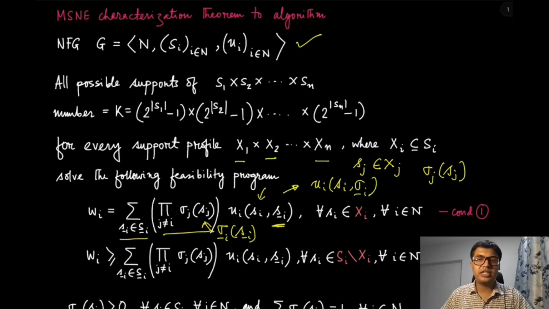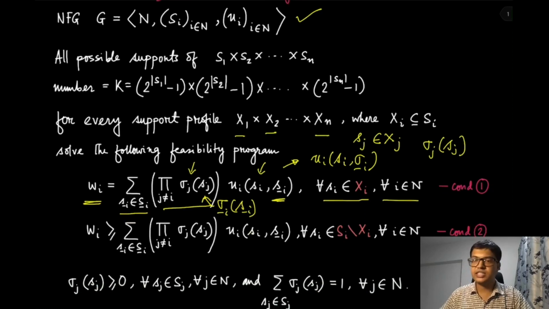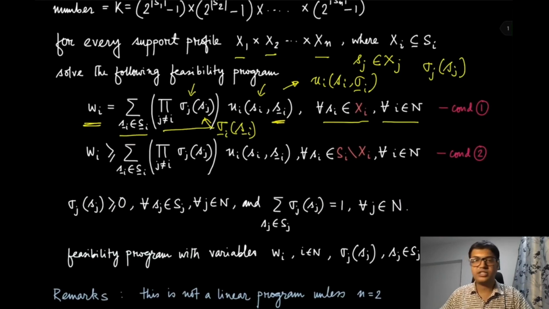We have just written it explicitly so that we can show the dependencies on the individual variables in this feasibility program. And this should be equal to some variable, let's say wi, and this will be true for all si which are living in that support xi. So here we are considering player i, its support is xi, and this equality should be holding for all players i in N. So this is essentially condition 1 of that characterization theorem.